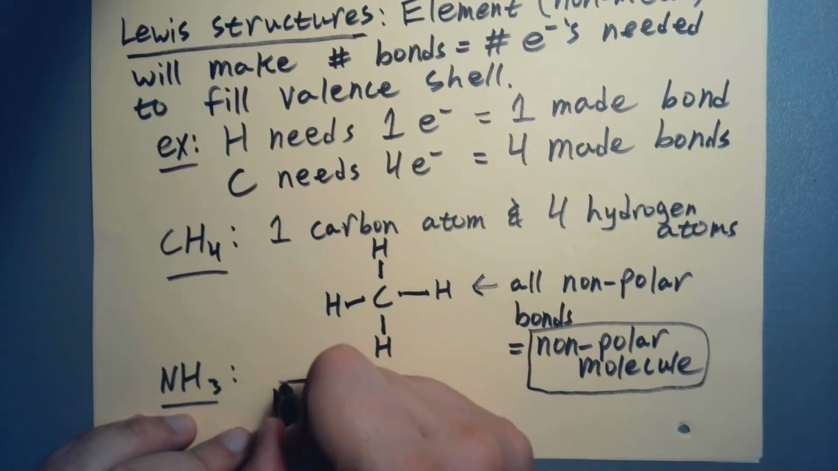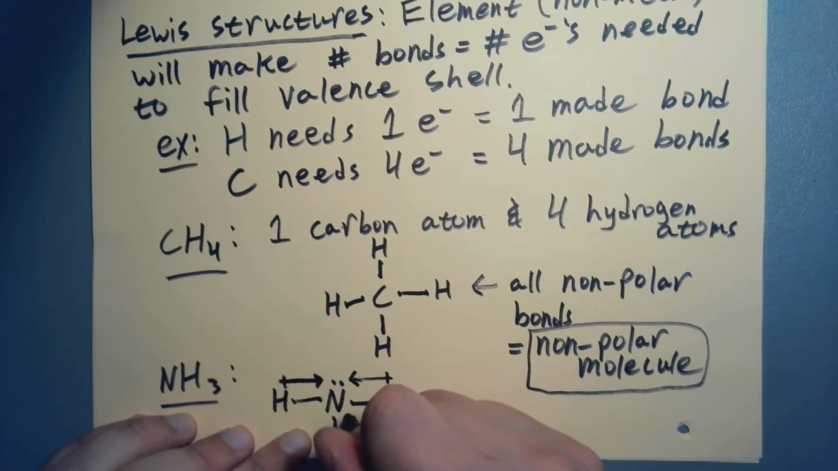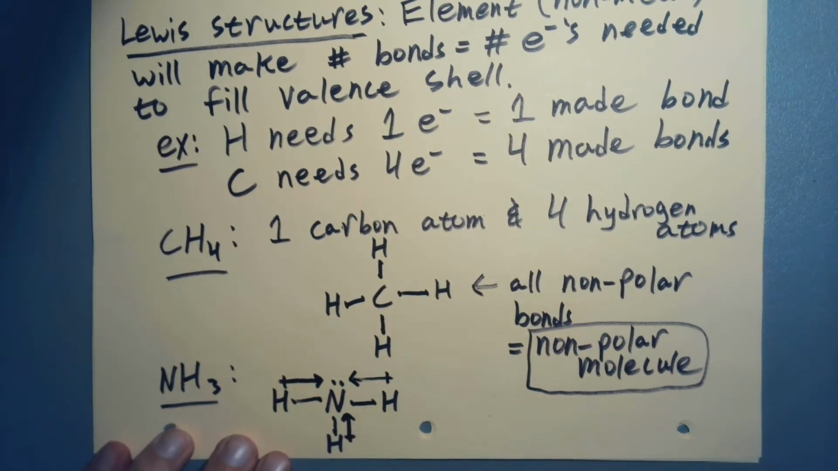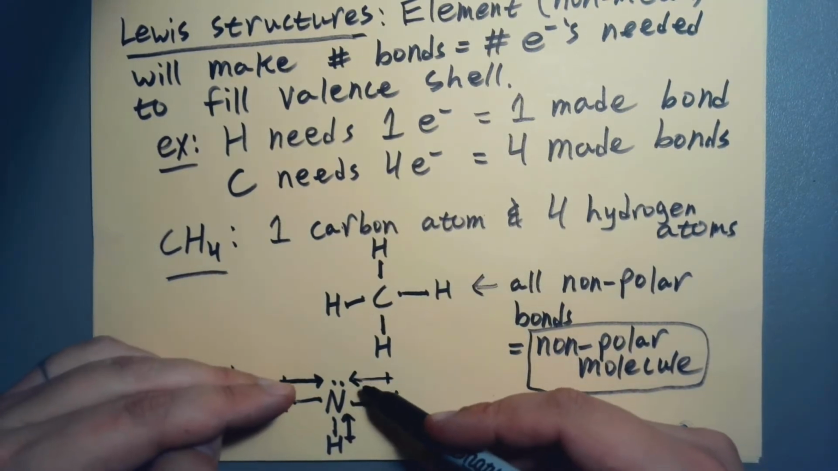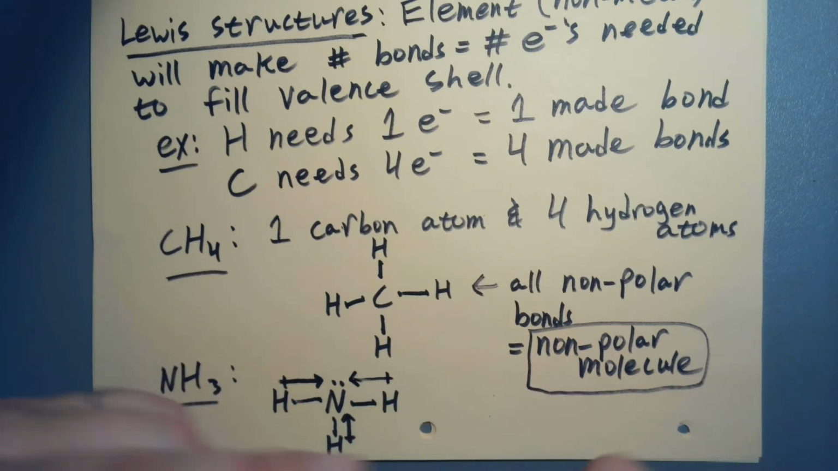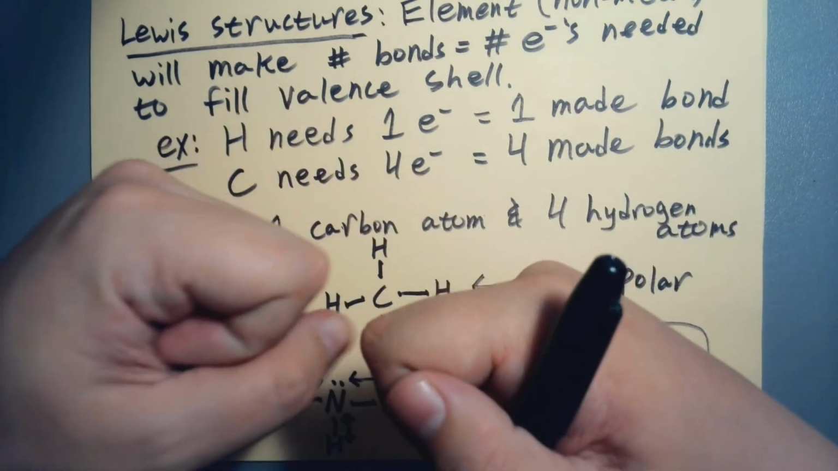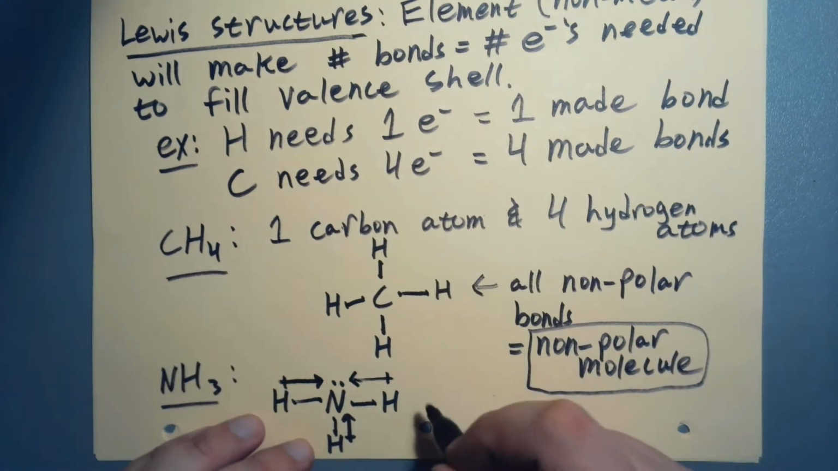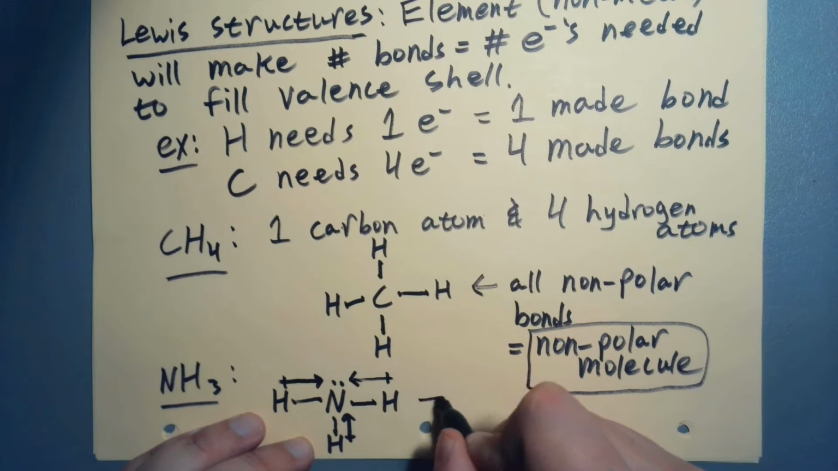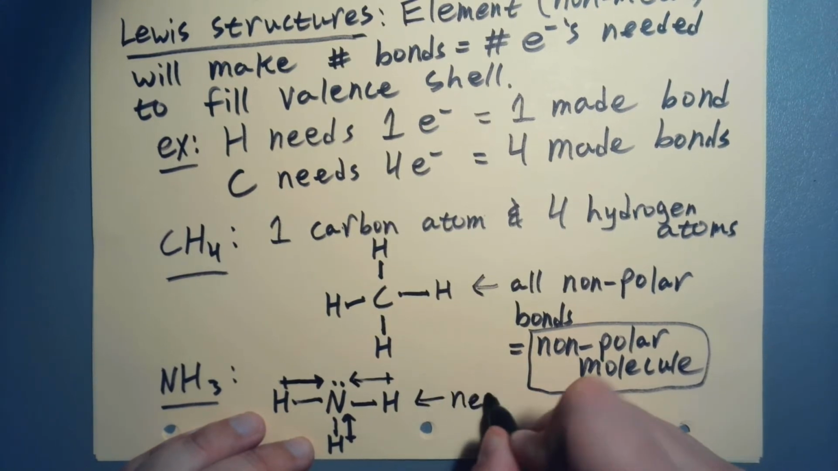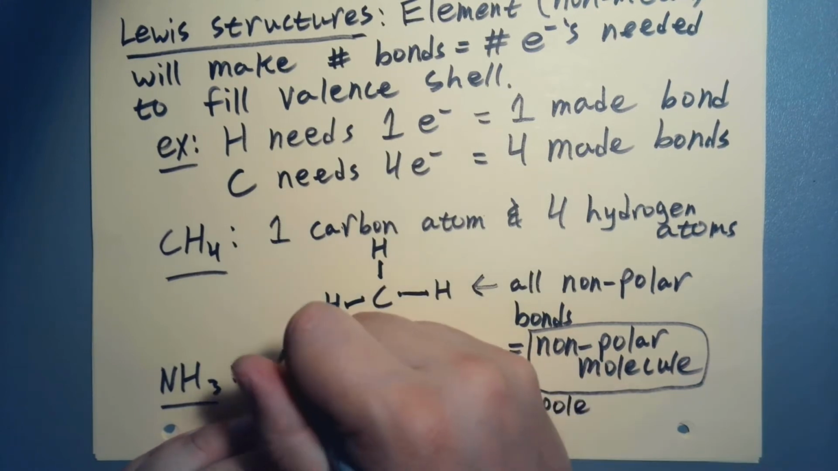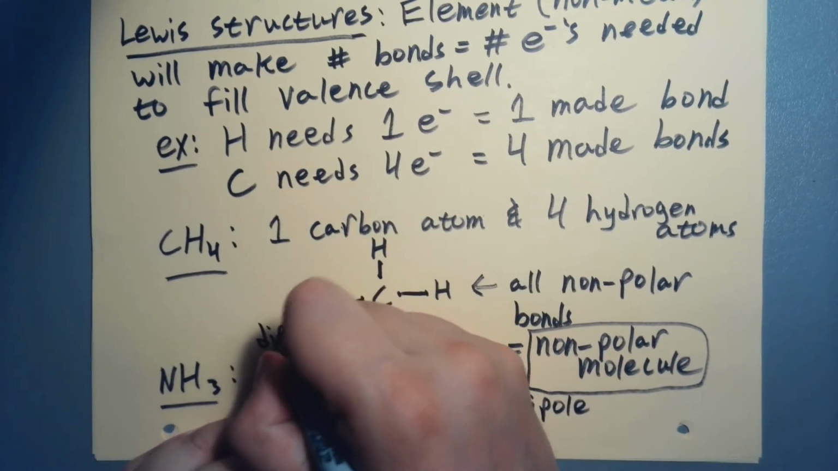Same deal over here. And this guy. And so what we have are two arrows that cancel each other out, right? They oppose each other. It's like they don't happen. But we have one that does. And so what we have is a net dipole. Because remember, these are called dipole arrows.